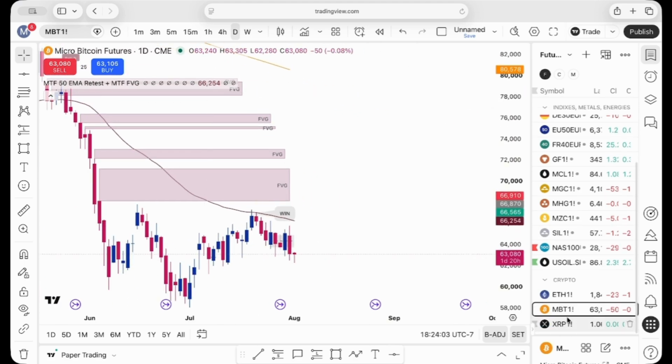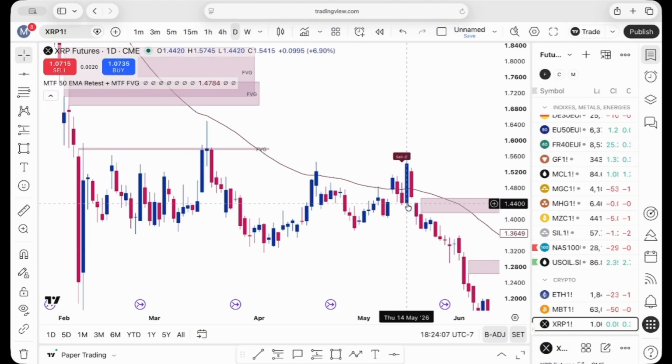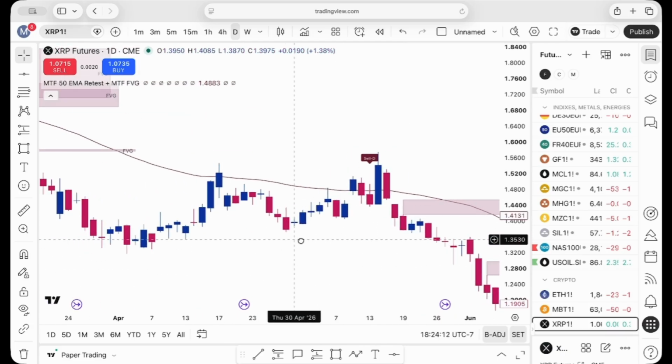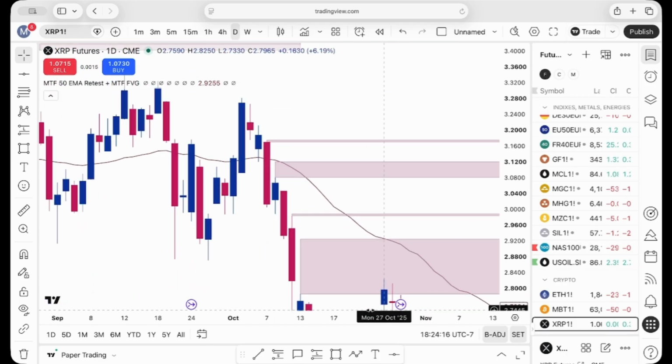And then let's check XRP. If you would have entered on this right here, you can see right here, this candle did not trigger you in, so you would have deleted it anyway. I just want to go back here and see if there's anything. No.